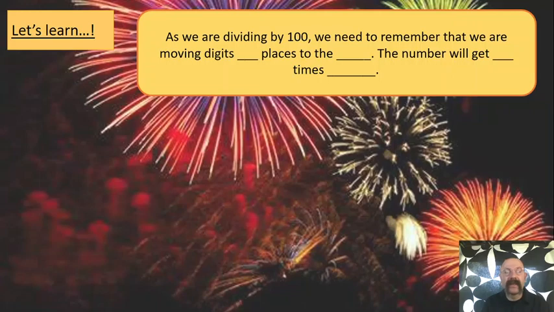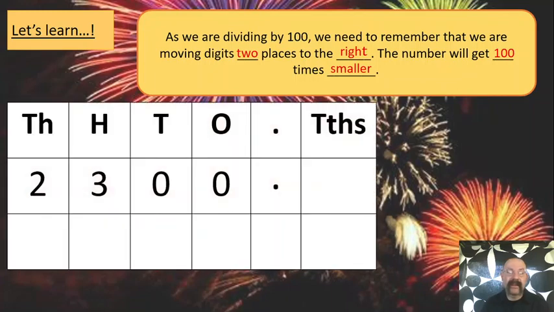So we can say it together. As we're dividing by 100, we need to remember that we are moving digits 2 places to the right. The number we'll get is 100 times smaller. Okay, so you need to know that. Let's have a look at an example.